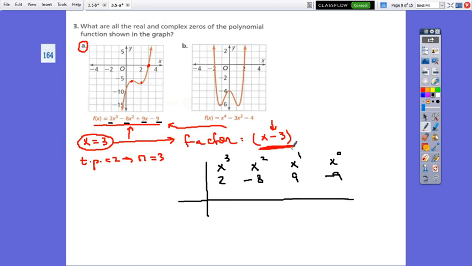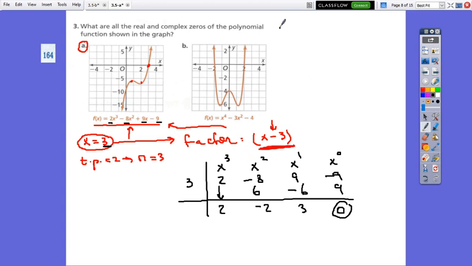And from x minus 3, the x is 3, we'll put it in the left corner. Bring down the first term, 3 times 2, 6. Negative 8 plus 6 is negative 2. 3 times negative 2 is negative 6, 3 plus negative 6... 9, 0. So the remainder is 0, so it is a factor, I'm going to write it on the top.